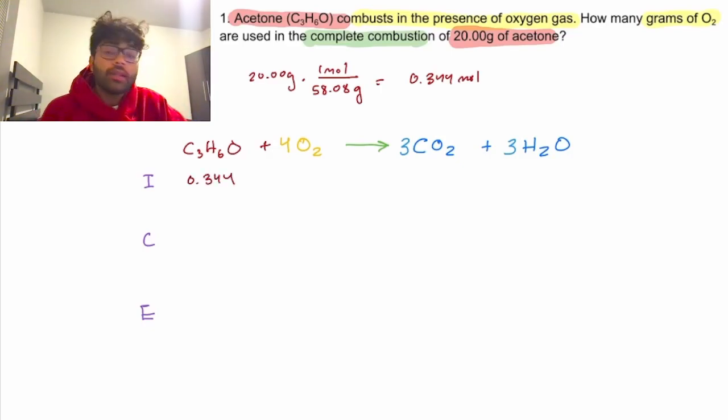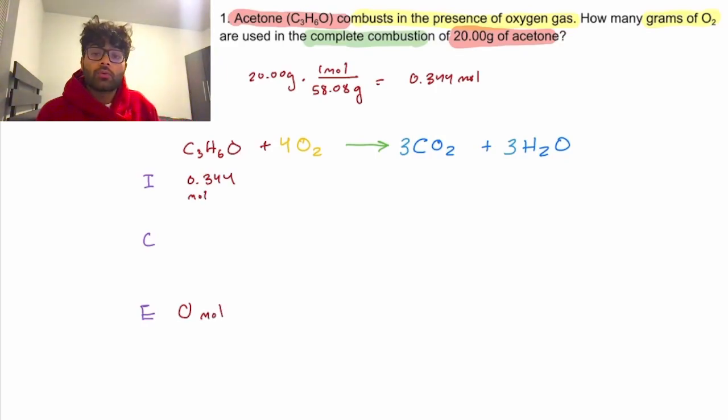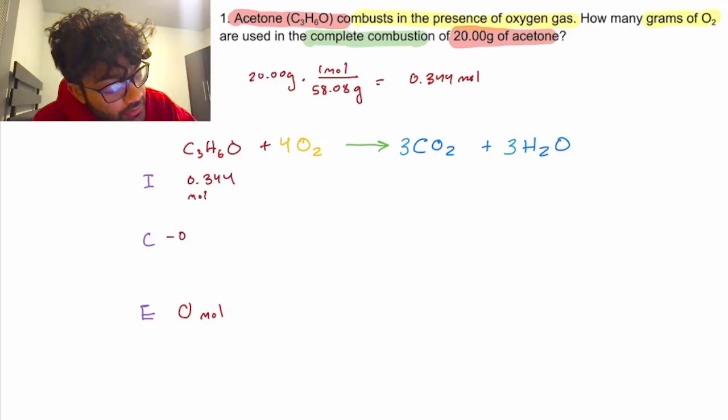Now, while it might not seem like it initially, we actually are given another piece of information to fill out our ice table. Namely, we're told that there is a complete combustion of that acetone. So we know that we end with 0 moles of acetone. So we know that our change in moles, we go from 0.344 to 0 moles, so we have a reduction of 0.344 moles.